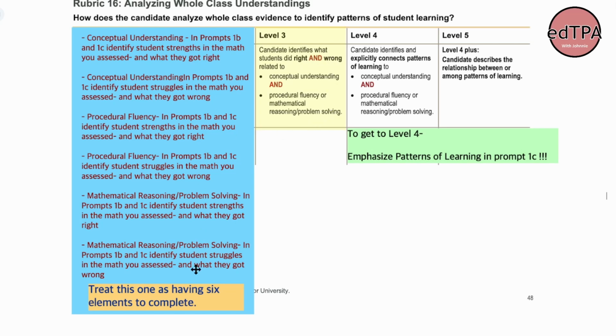So if you were to do these, all 6, you hit all of these, but you also set yourself up for level 4, because look what level 4 says. Candidate identifies and explicitly connects patterns of learning, so this is where you have to talk about patterns, for conceptual understanding and the other 2 as well. So you want to try to do all of them. To get to level 4, emphasize patterns of learning in prompt 1C. I'll say that again. To get to level 4, emphasize patterns of learning in prompt 1C. So use that term again and again and again, patterns of learning. You'll see that patterns of learning is not described in 3, but is described in 4.